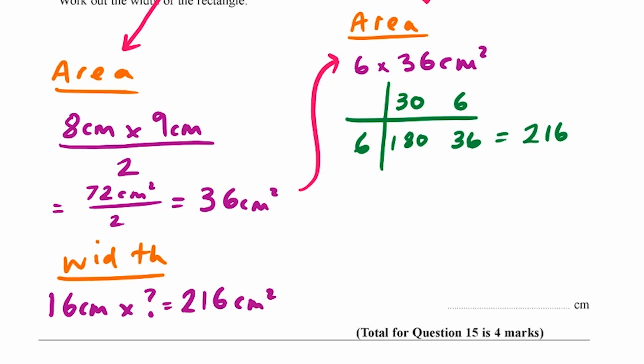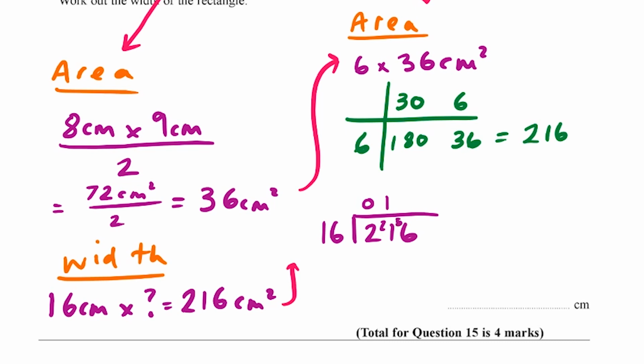So to work out what the width is, we just need to do 216 divided by 16 to work out what that missing number was. I'm using some short division here, the bus stop method. So how many 16s go into 2? Well, none. So I'm going to carry over that 2. So we now have 21. How many 16s go into 21? It's 1 with 5 left over. So we carry that 5 over.